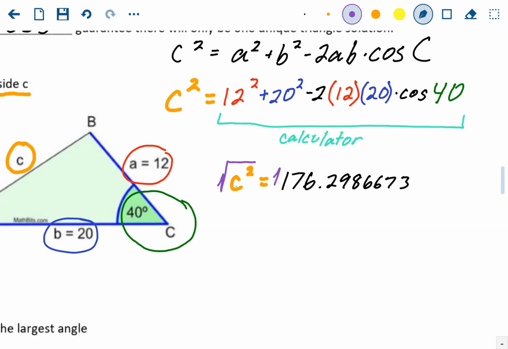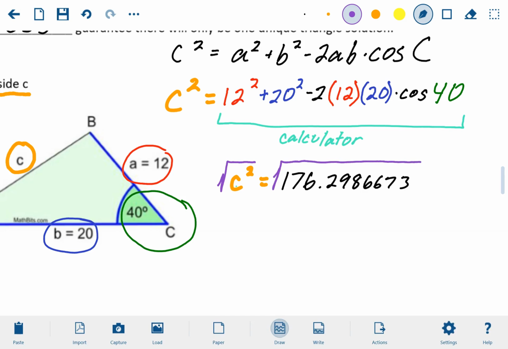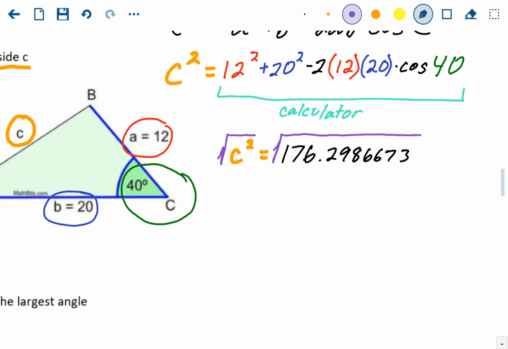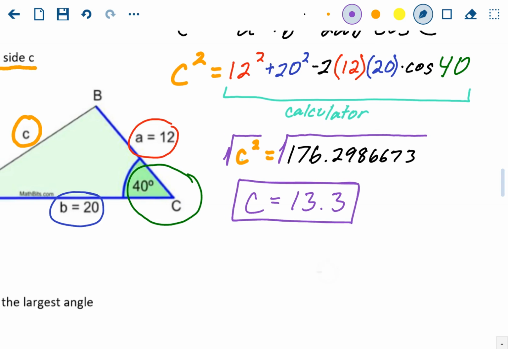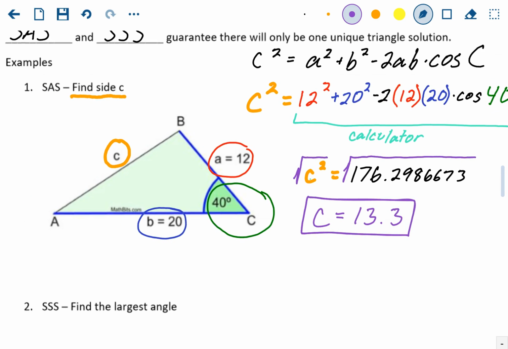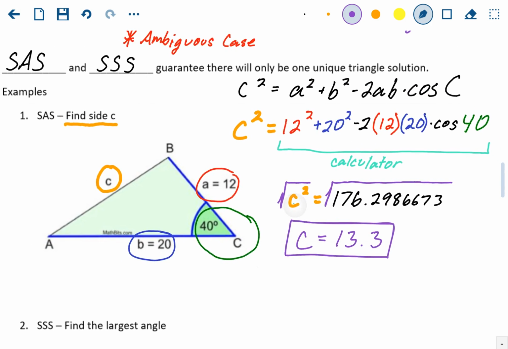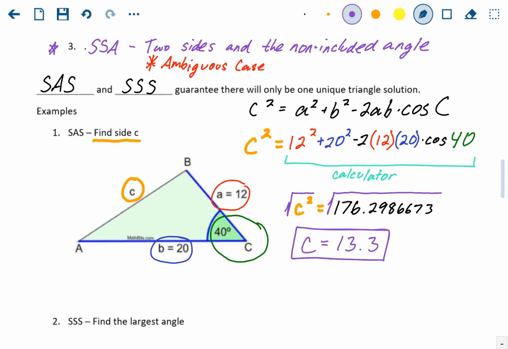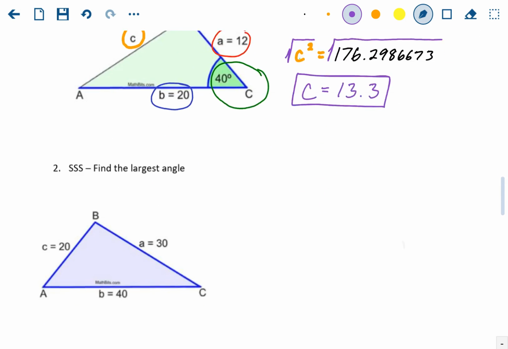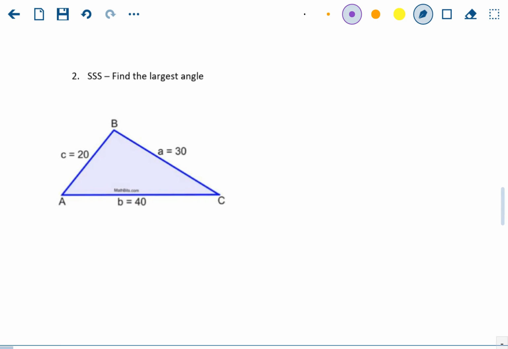All right, but we don't care about C squared. We only care about C. So we have to take the square root. Now again, this should all just be done in the calculator. So side C is equal to 13.3. And that should make sense. Side C shouldn't be 176. That wouldn't make sense if one side's 12 and the other side's 20. The third side's not going to be 176. So 13.3 makes sense in that problem.